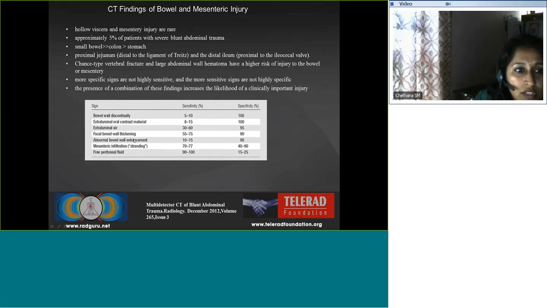As we saw in this table, the more specific signs are not highly sensitive, and vice versa, the more sensitive signs are not highly specific. So the presence of a combination of these findings is what is going to help us in identification of the injury.